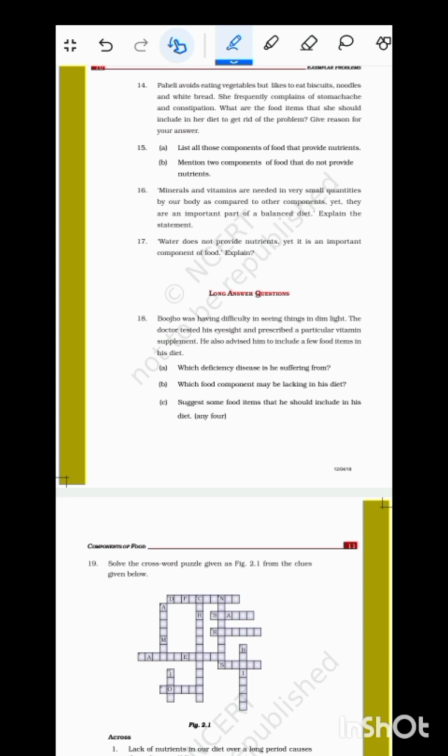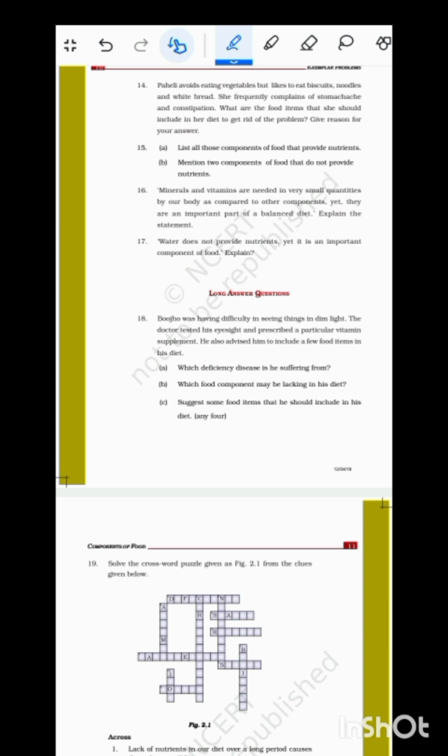Question number 15. List all those components of food that provide nutrients. So these are carbohydrate, proteins, fat, vitamin, minerals and roughage. Roughage is also known as dietary fiber. Mention two components of food that do not provide any nutrients. It is roughage and water. Actually, roughage doesn't provide any nutrients, but it helps in our body development.